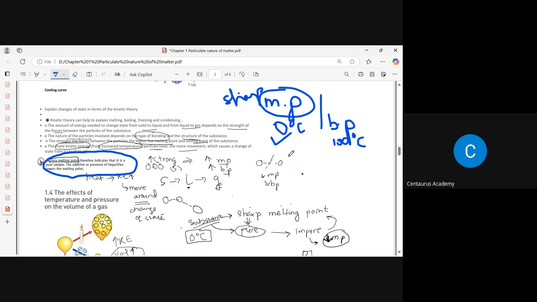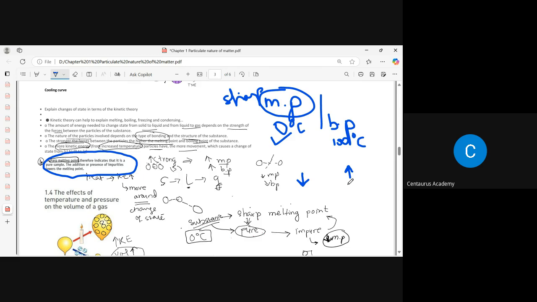If a substance is an impure substance, how is it going to affect its melting and boiling point? It will have a range of melting and boiling points. Yes, it will have a range of melting and boiling points, or specifically, the melting point will usually decrease and the boiling point will usually increase when an impurity is added to it. So any substance which has an added impurity will have its melting point decrease and its boiling point increase.